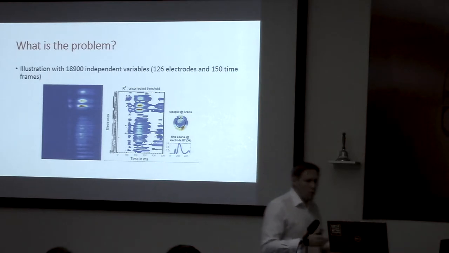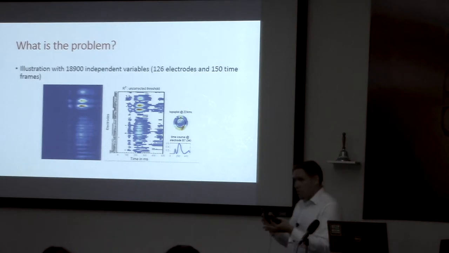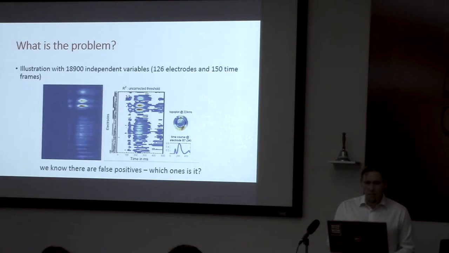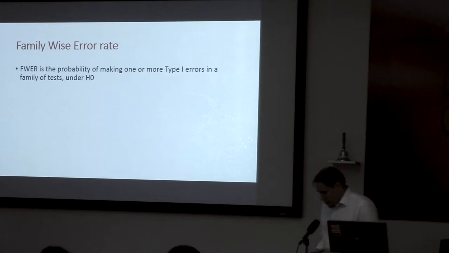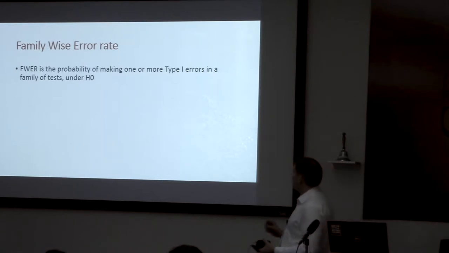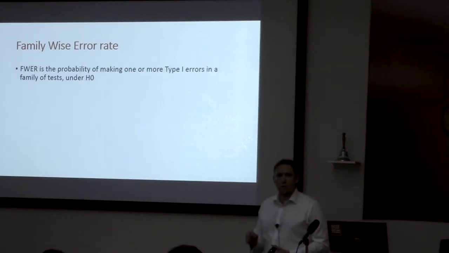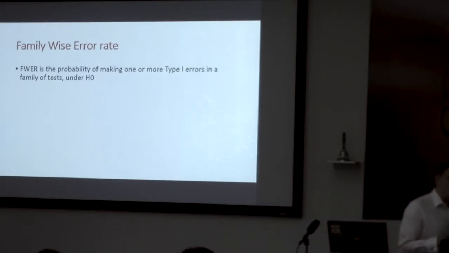And so that's why we use cluster statistics, because then we can take advantage of the fact that we know that things are correlated together in space, time, frequency. And so how do we do that? So we need to go back to this idea of family-wise error rate. So what's the family-wise error rate? That's the probability to make one or more type 1 error, right? One or more false positive. So it's important to get that idea of one or more.